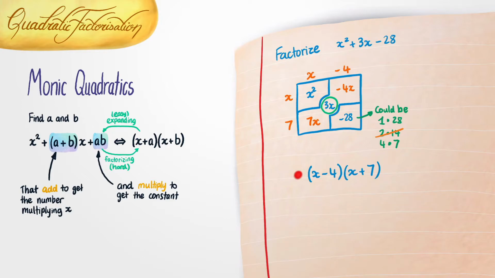I want you to realize that 3x is the exact same thing as 7x minus 4x. So I could take this expression up here and replace 3x with 7x minus 4x. Now, once we've done this, we can factor out an x from these two terms, and we can also factor out a minus 4 from these two terms.